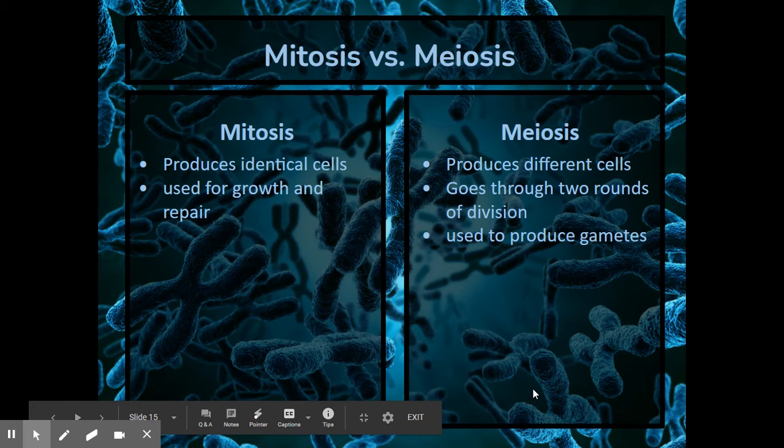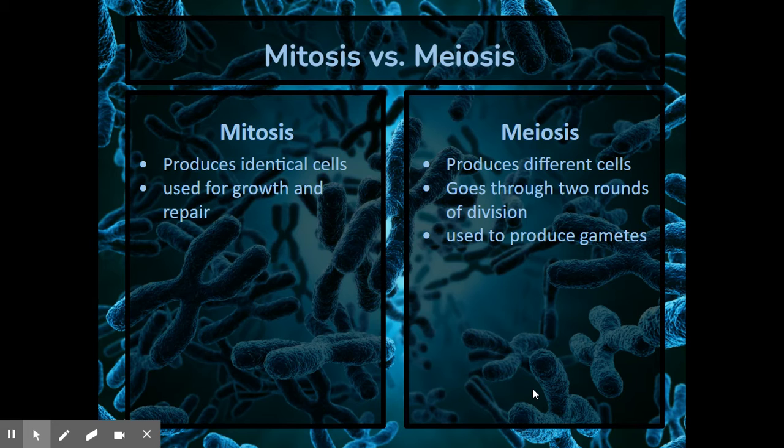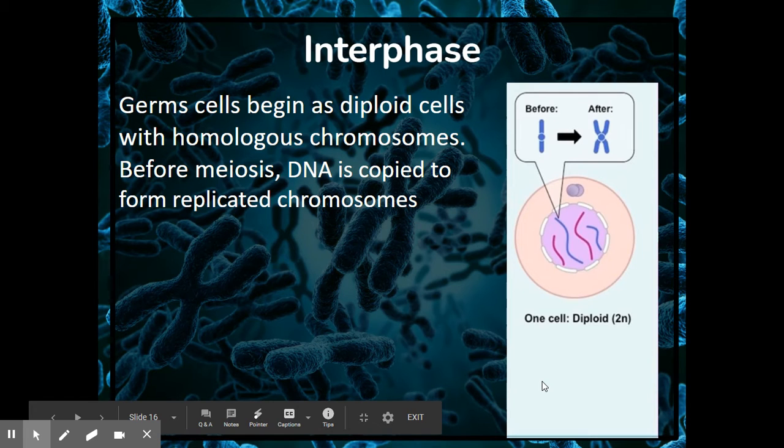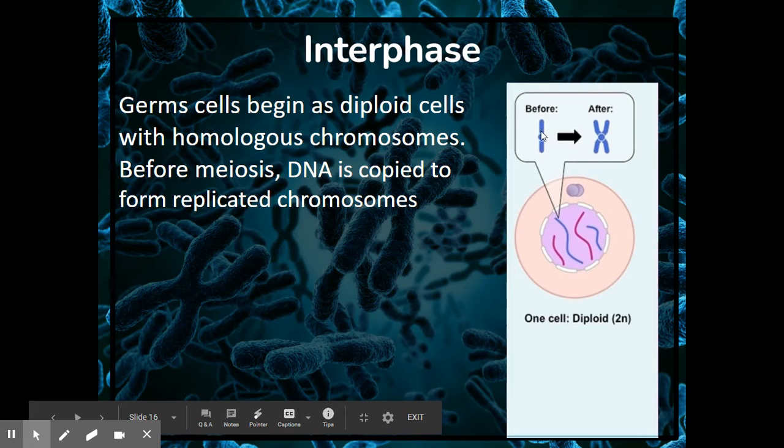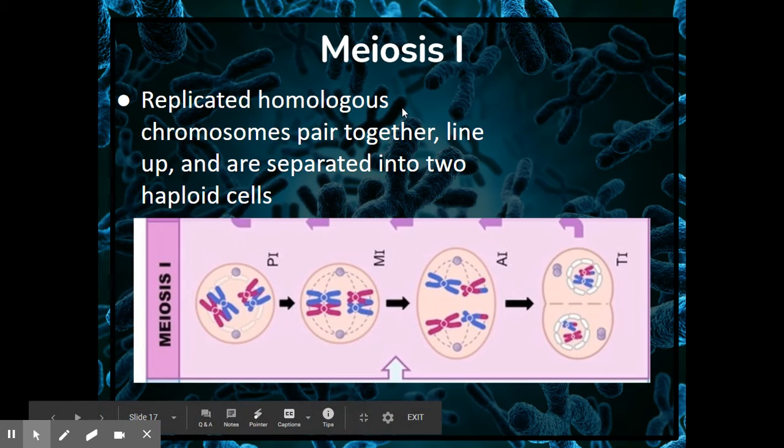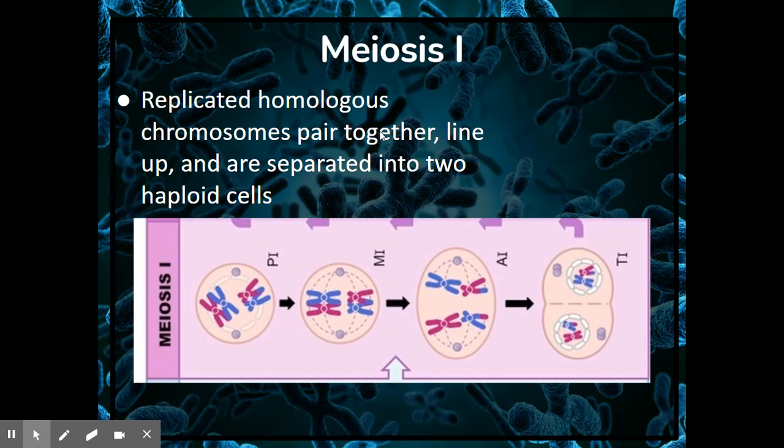All right, so mitosis produces identical cells and it's used for growth and repair. And meiosis produces different cells and goes through 2 rounds of division, and it's used to produce gametes. Again, egg and sperm. Germ cells begin as diploid cells with homologous chromosomes. Before meiosis, DNA is copied to form replicated chromosomes. So here we have 1, we end up with 2. Replicated homologous chromosomes pair together, line up, and are separated into 2 haploid cells.